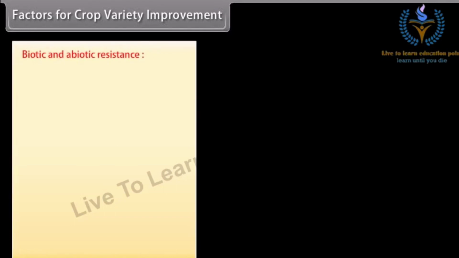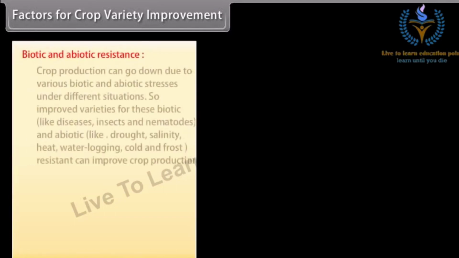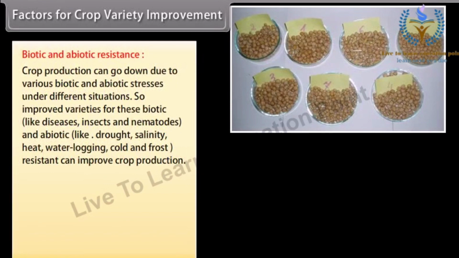Biotic and abiotic resistance. Crop production can go down due to various biotic and abiotic stresses under different situations. So, improved varieties resistant to biotic stresses, like diseases, insects, and nematodes, and abiotic stresses, like drought, salinity, heat, waterlogging, cold and frost, can improve crop production.